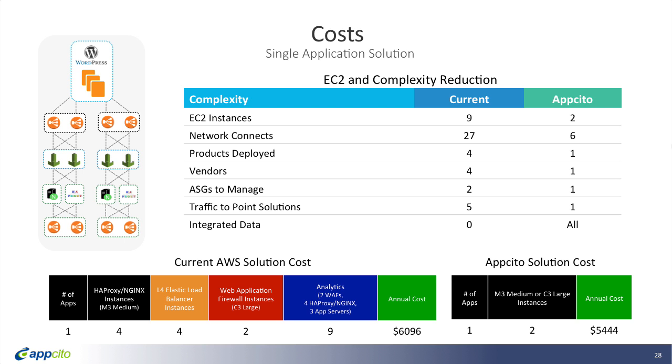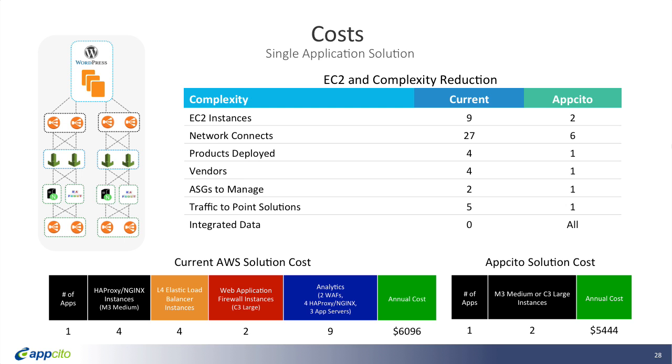At the very bottom, you'll see the current AWS sample cost. This is based upon some of those instances that I've called out, the number of NGINX or HAProxys, the ELBs, as well as the WAFs and the analytic components. For an annual cost, it's in the range of about $6,000. What you'll see in comparison is an Appcito solution running on an M3 or C3 large instance, it's about $5,444. So a savings of about $600 for one application.